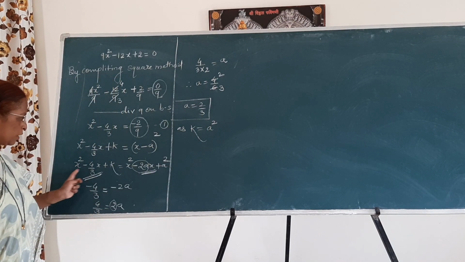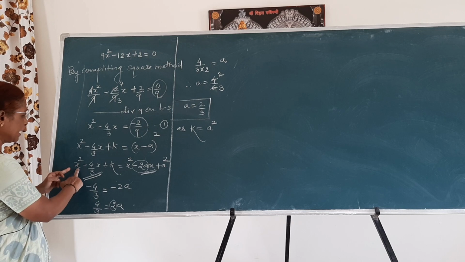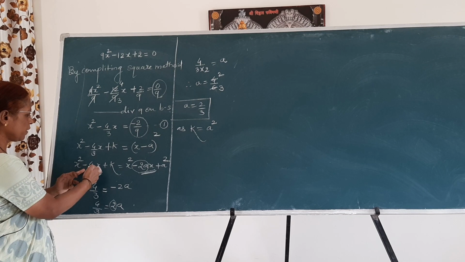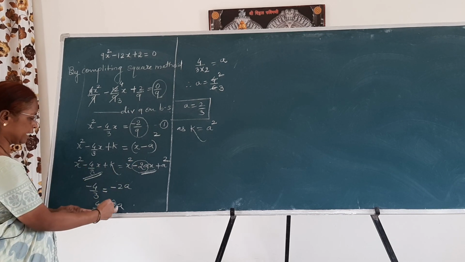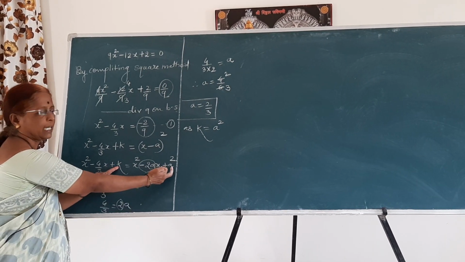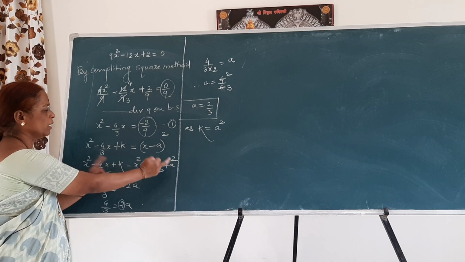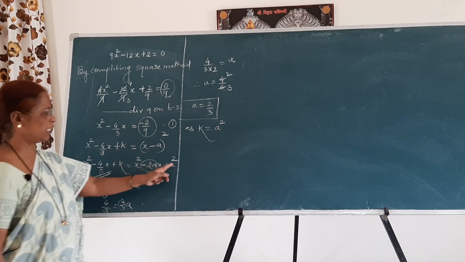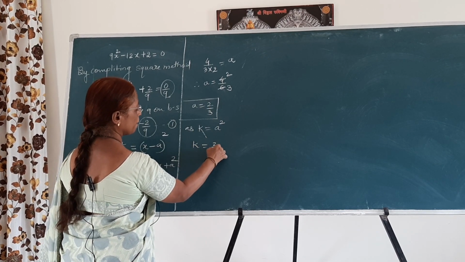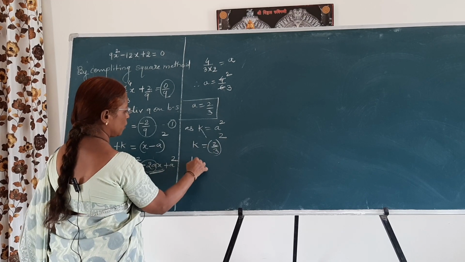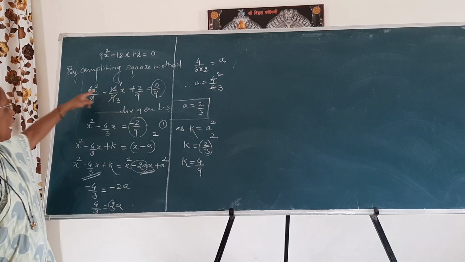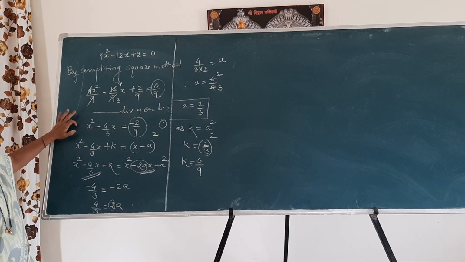See children, once again I will explain this step. x square gets cancelled on both sides. Then the coefficient of x on both sides we equated and we found the value of a. So the constant will be k here and the constant will be a square here. We have to equate them, so that you will have k is equal to a square, and a means what? a is 2 by 3 in bracket square. So the value of k will be 4 upon 9, and this value we have to add in equation number 1 on both sides.